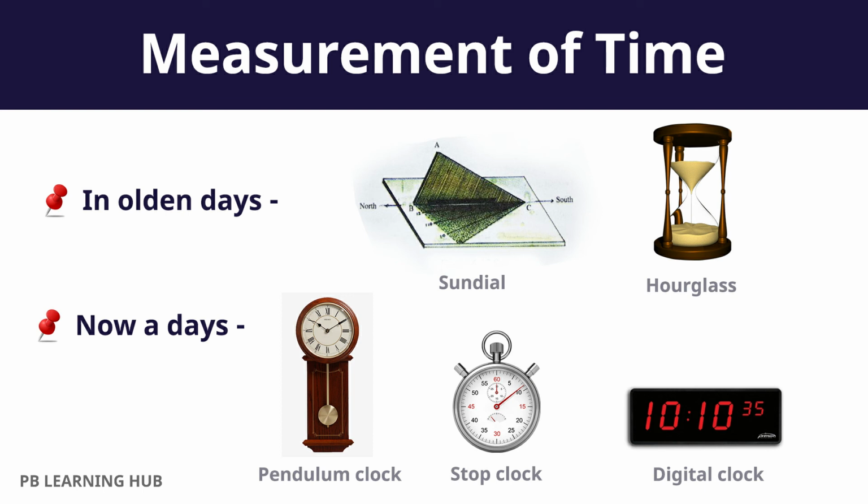Pendulum clock. It is used to measure periodic events which repeat after a fixed time period. Stop clock. The clock which can be switched on and off at our will is called stop clock. And next, digital clock. The clock which shows the time in numeric figures is called digital clock.